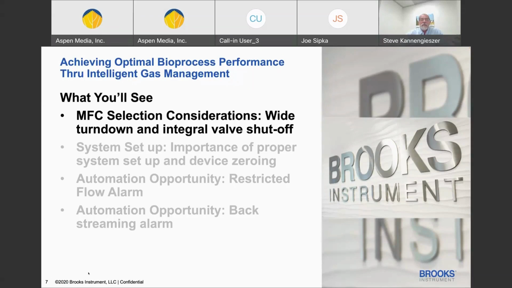The last 2 video clips will highlight restricted flow and backstreaming diagnostic alarms. These diagnostic alarms, when fully integrated into the bioreactor system, can improve the system reliability, improve overall uptime, and reduce the chance of a costly scrapped batch.